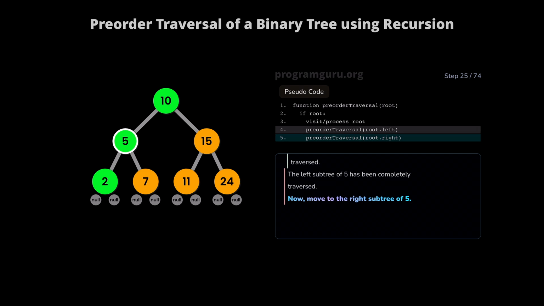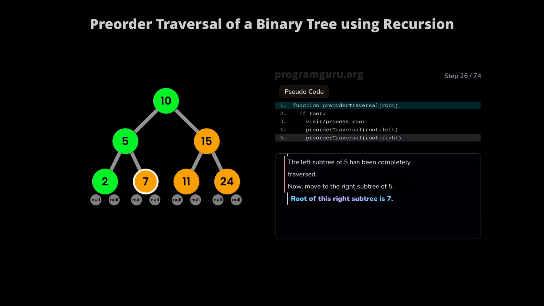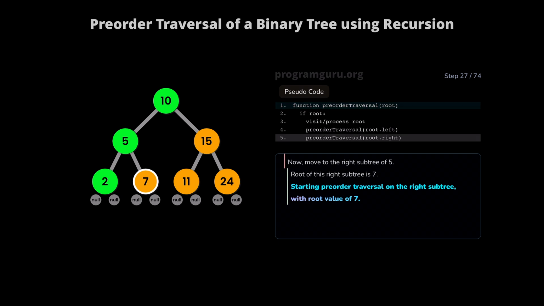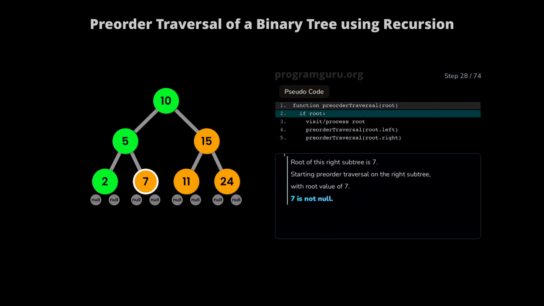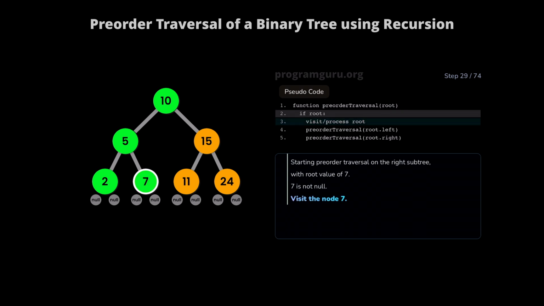Now move to the right subtree of 5. Root of this right subtree is 7. Starting preorder traversal on the right subtree with root value of 7. 7 is not null. Visit the node 7.